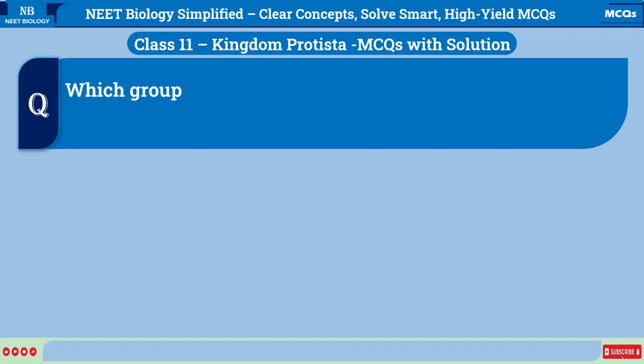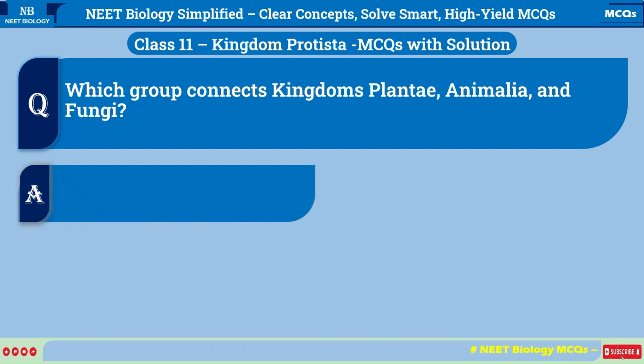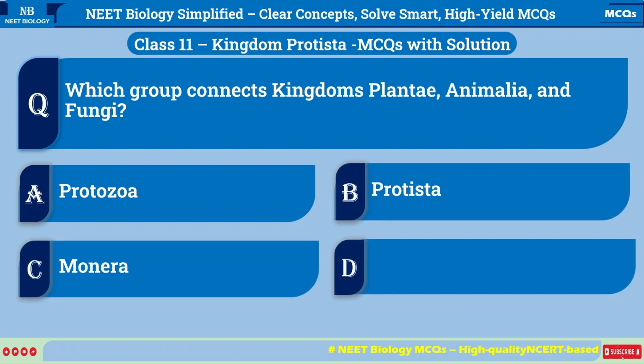Which group connects kingdoms Plantae, Animalia, and Fungi? A. Protozoa, B. Protista, C. Monera, D. Algae.